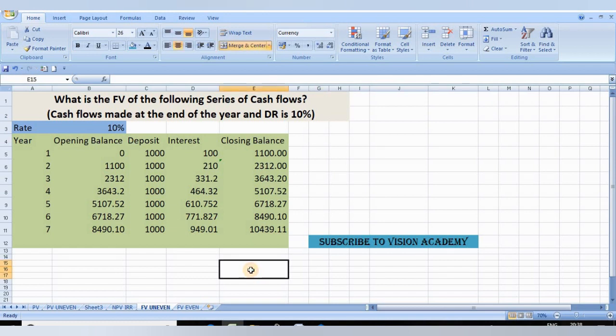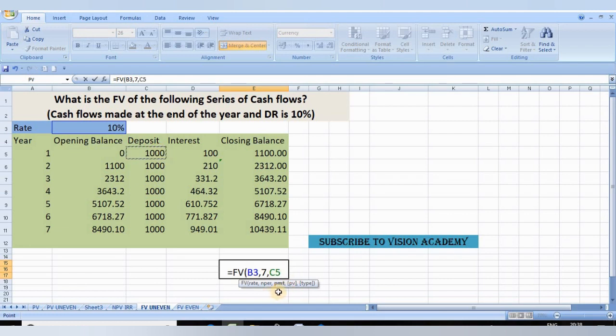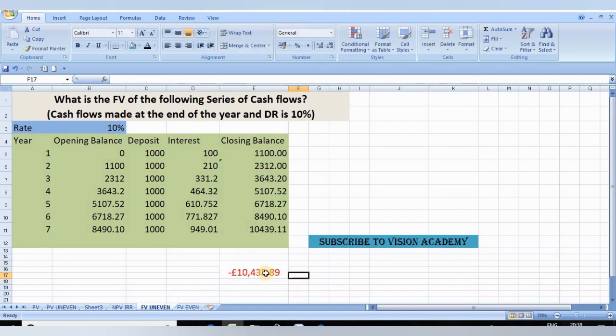Now I will calculate directly. Direct calculation is very easy. FV, open bracket, rate in this case is 10%, NPER, number of payments, meaning number of years, in this example is 7, and PMT, payment per year, is 1000 rupees, and PV, present value, the initial opening balance, is 0, and type is 1. Close the bracket and you will get your desired result.